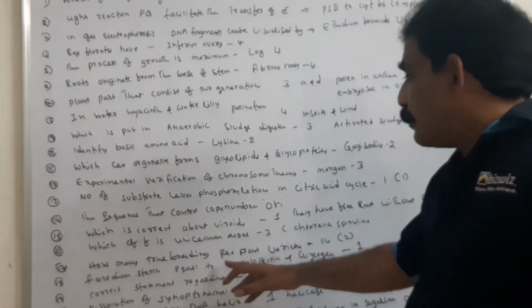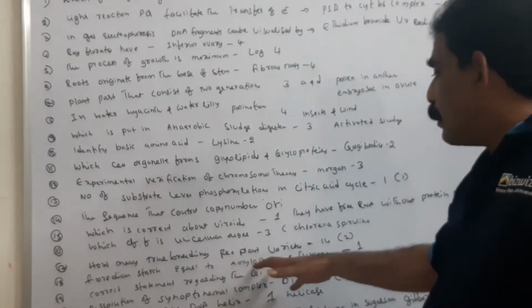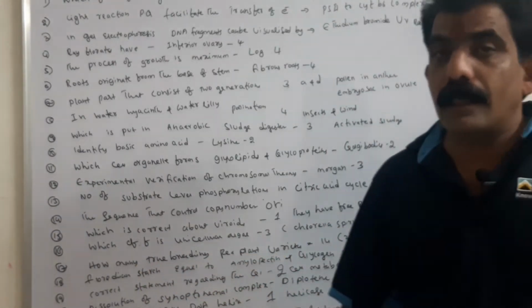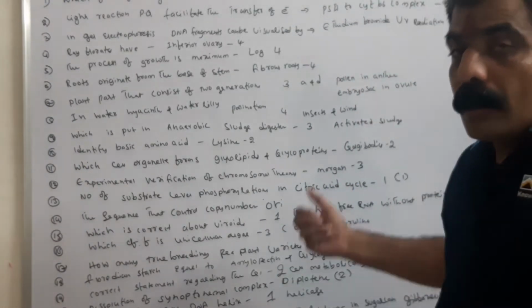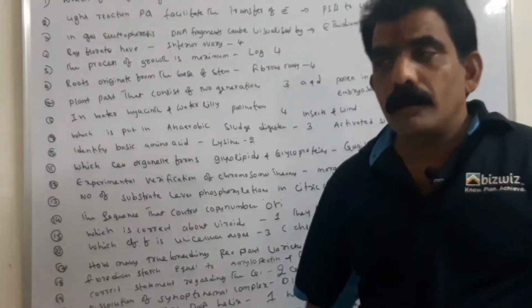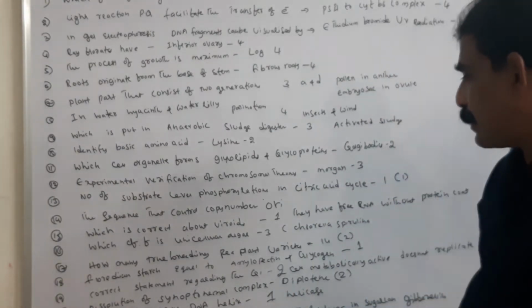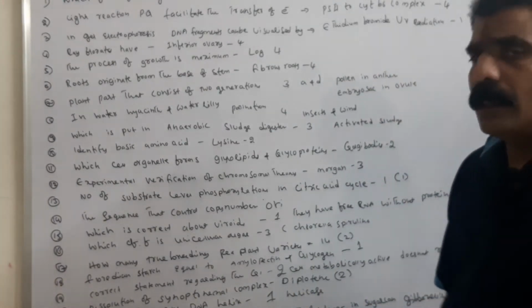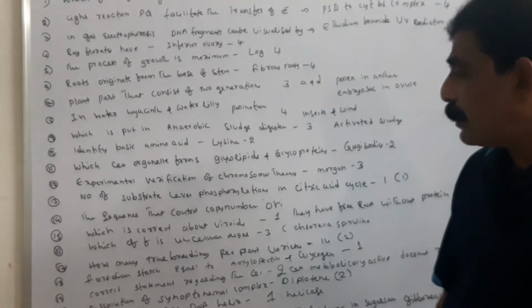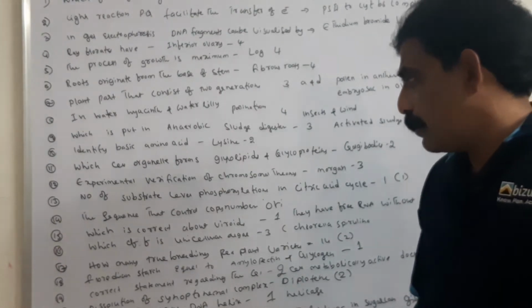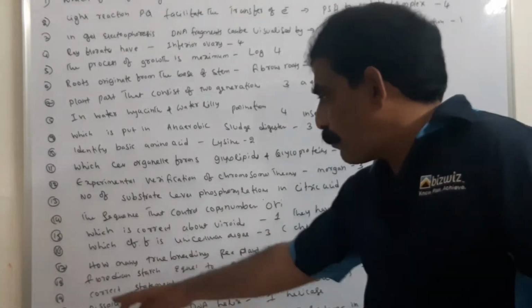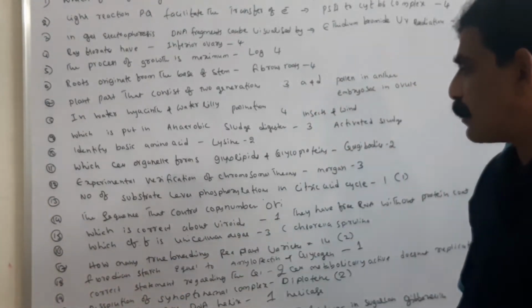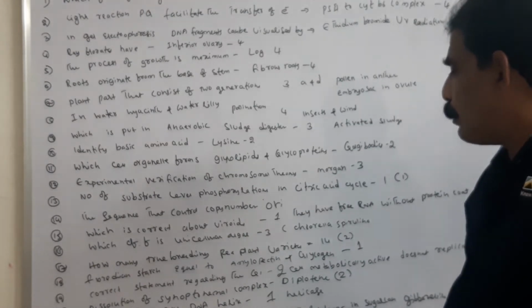And how many true breeding pea plant varieties were selected by Mendel as pairs? Mendel selected 7 pairs, which means 14 true breeding varieties were selected. They are alike except in one character or one trait. So here it is 14.